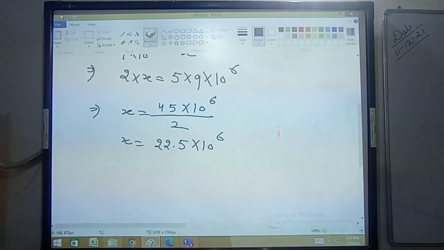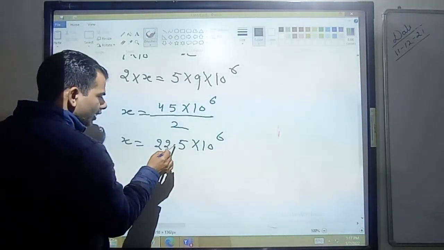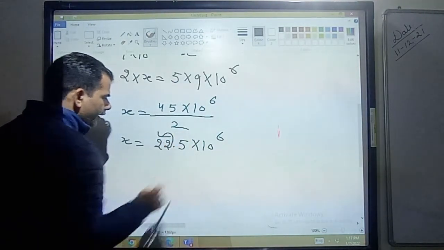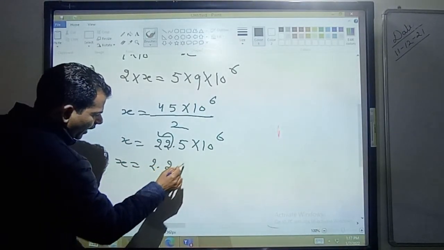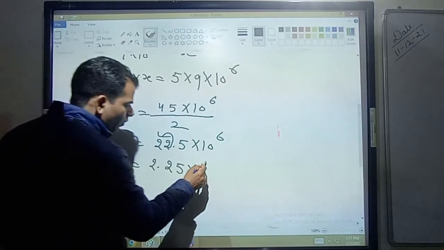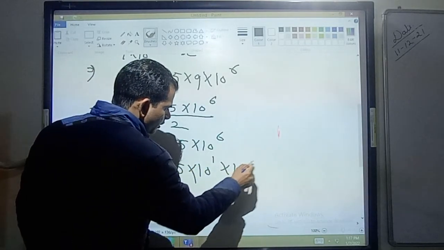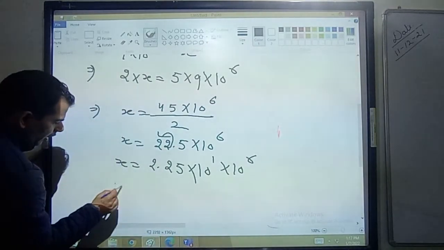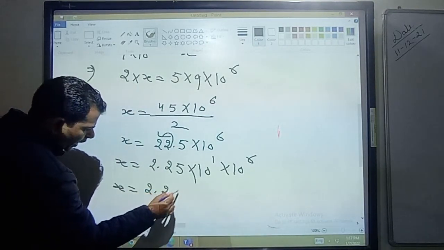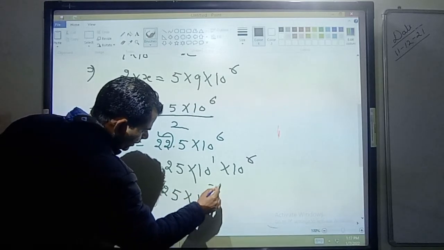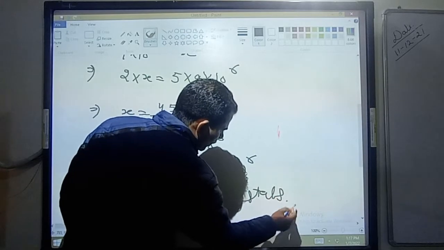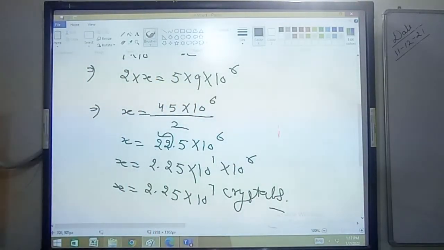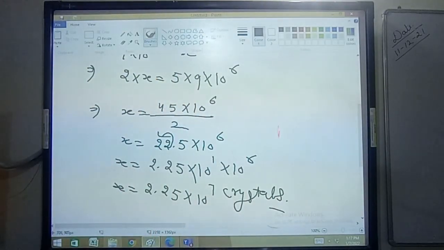In standard form, the decimal will shift from this side, and it becomes 2.25 into 10 raised to power 1 and 10 raised to power 6. Now it becomes 2.25 into 10 raised to power 7 crystals.